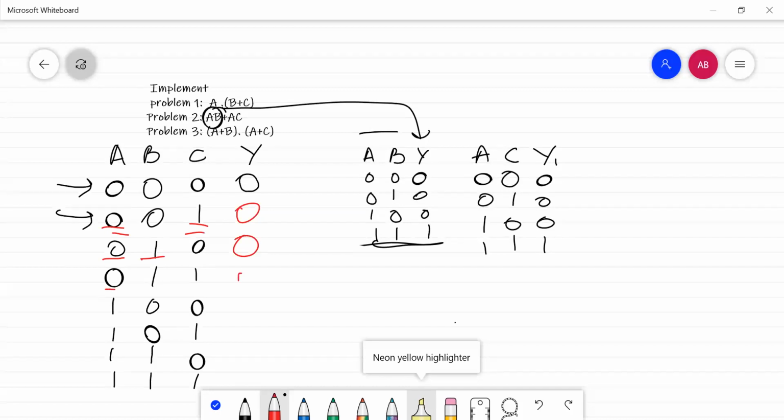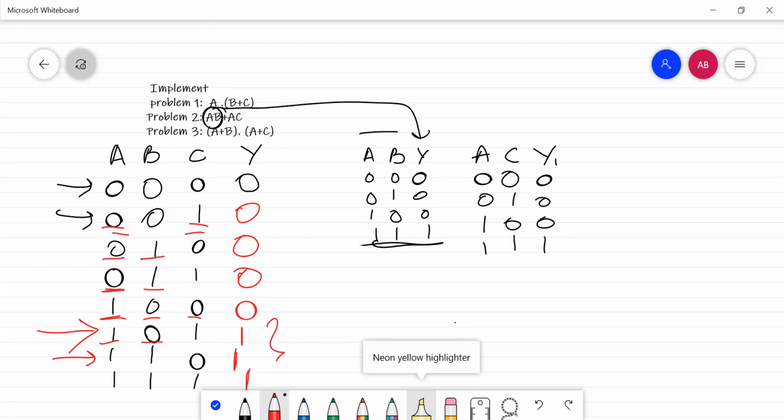Similarly here you can see that AB is 0 and AC is again 0. AB is 0 and AC is again 0. AB is 0, but here you have to check, AB is 0 but AC is 1. That is going to provide me a high output. Similarly, AB here is 1, but AC is 0. So again a high output, because it is the OR combination of both of them. And for the last one, again it is high.